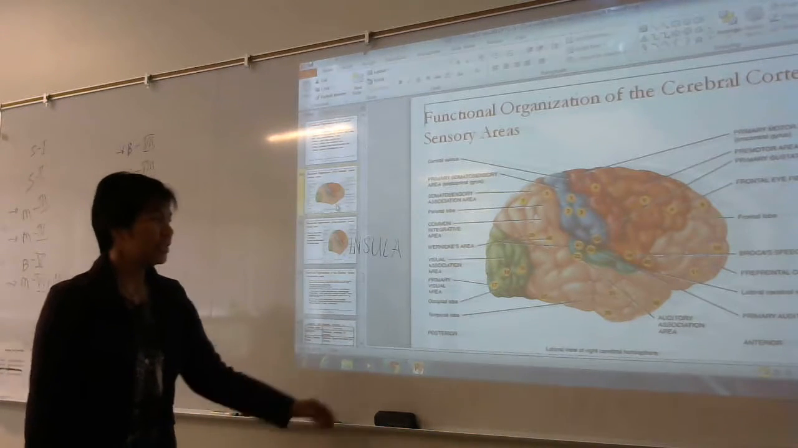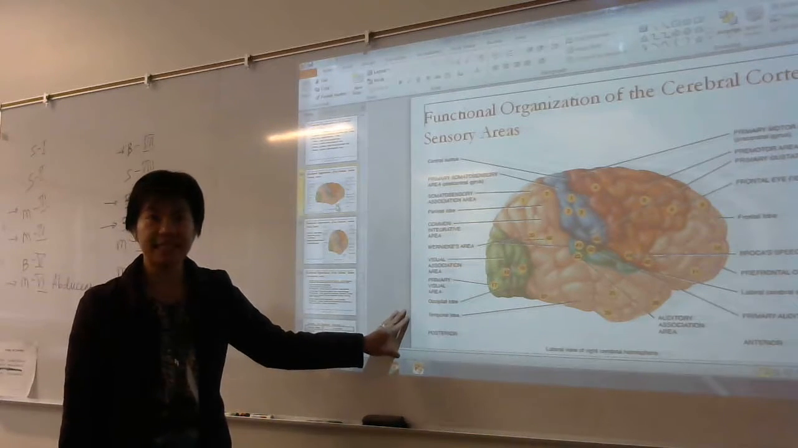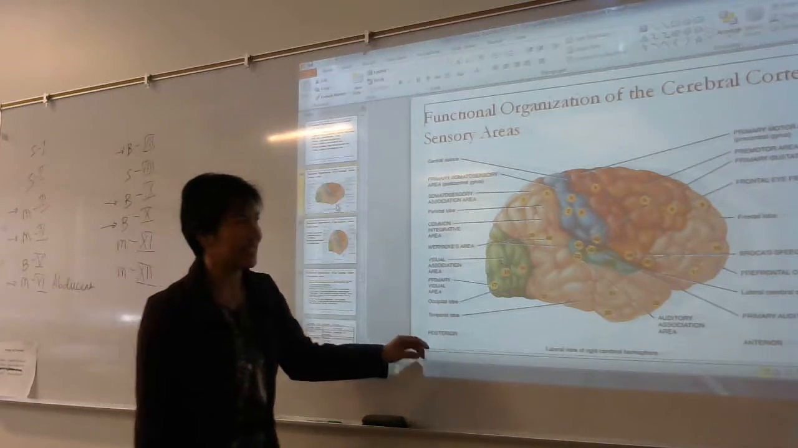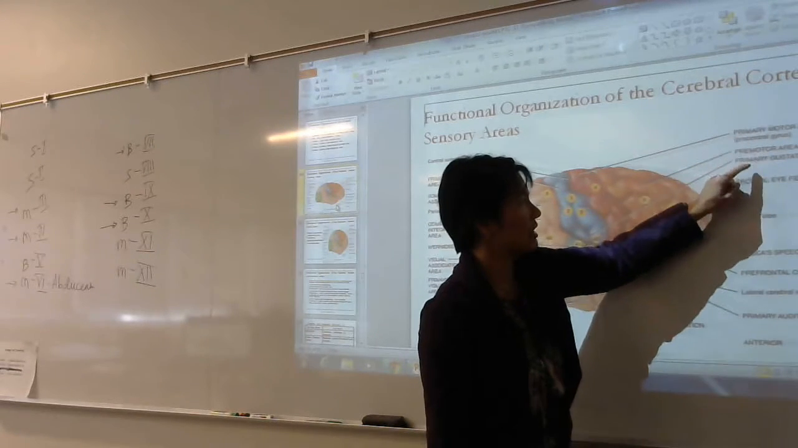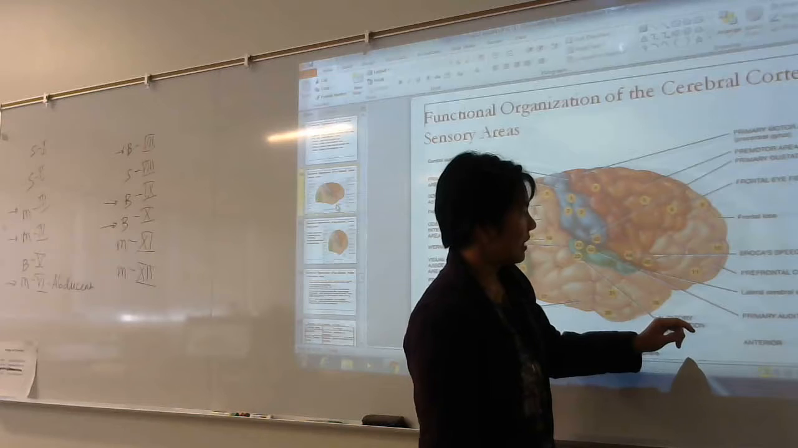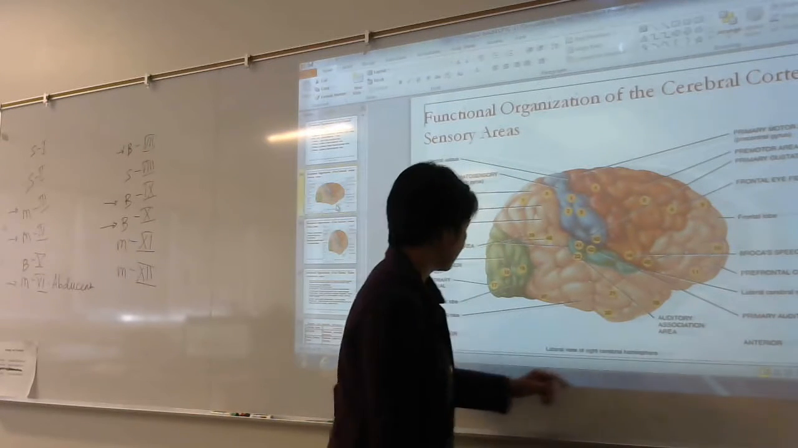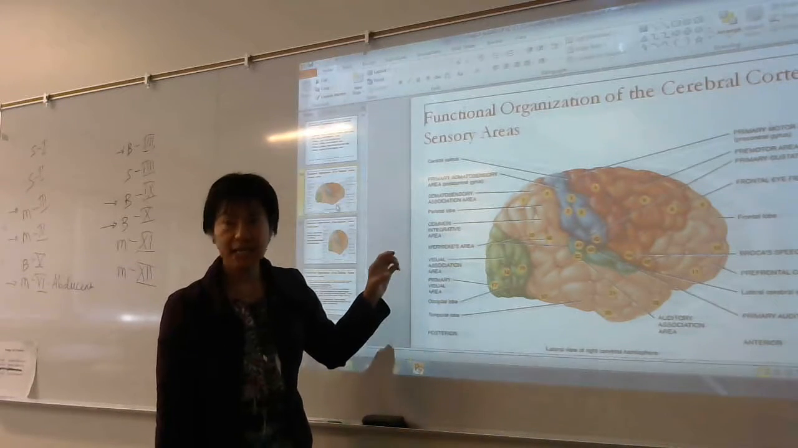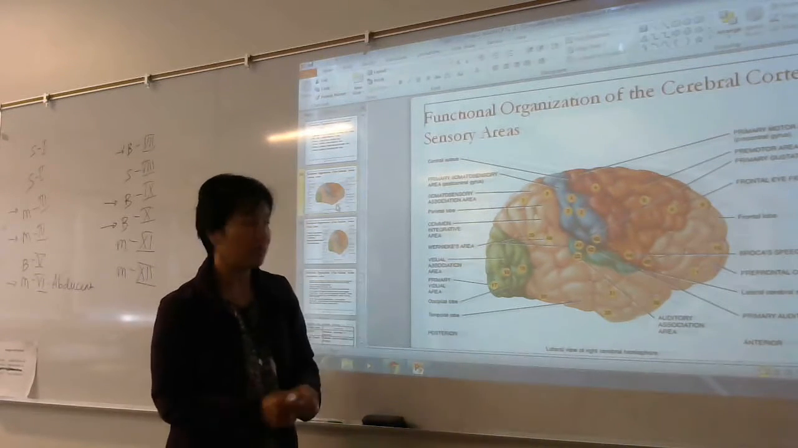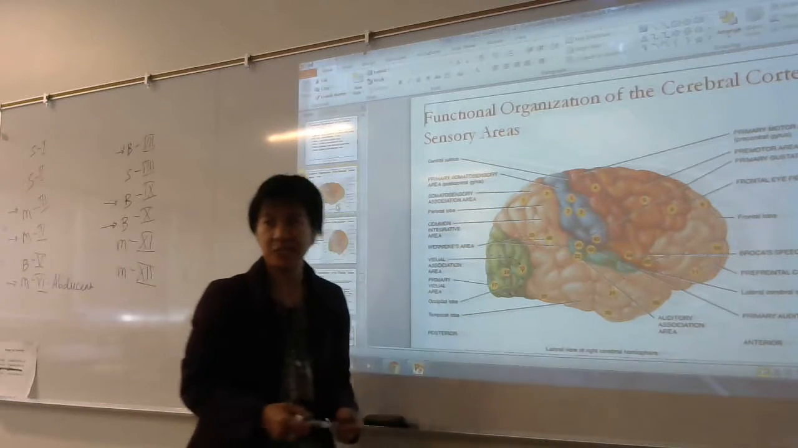Okay? So, I want you to look at this one right here. Do you notice, look at this one. It says primary, and then there's a premotor area here. Primary, and then association. There's primary and then association. In other words, in every lobe, there's always surrounding it the association area.